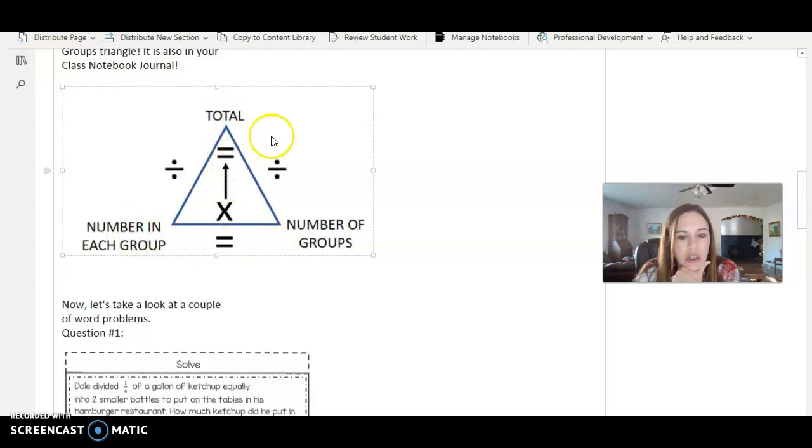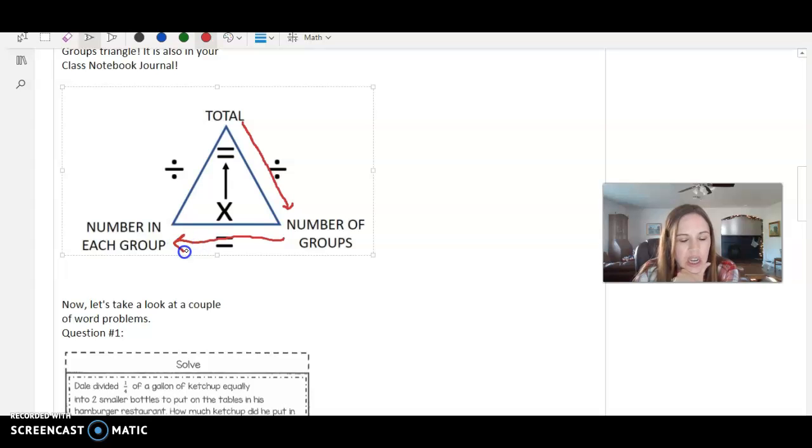So that's why we start at the total, have the division symbol between these two, and then, let me draw my flow chart here. So we're starting with the total, dividing it up by the number of groups, and then my answer is going to be my number in each group. Okay. Or you could start with your total, divide it by the number in each group. And so my answer is going to be my number of groups.